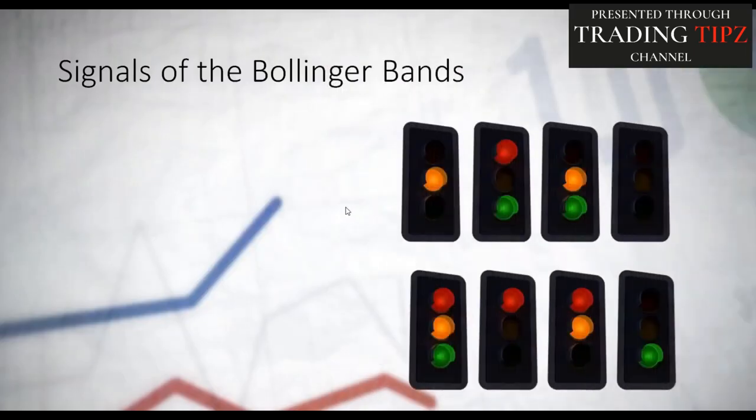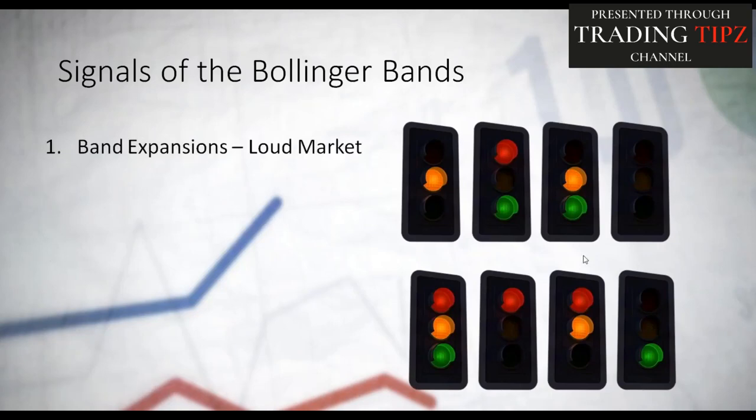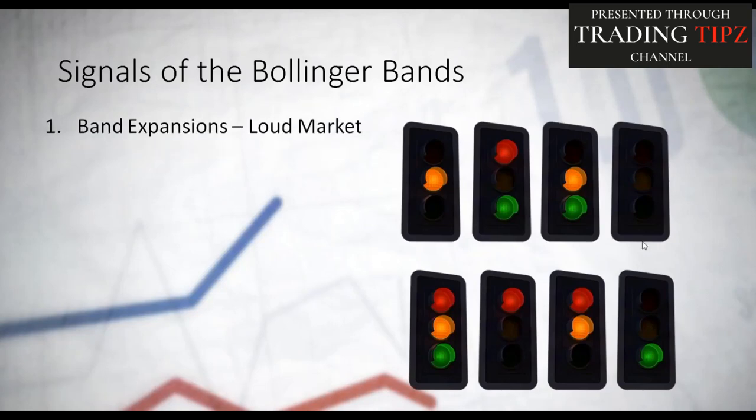The first signal that I would like to tell you about is when the Bollinger Bands are actually expanding. This is called Bollinger Band expansion. When the bands are narrow and suddenly they gain distance from each other, the bands are expanded, and this signals a loud market and high volatility.